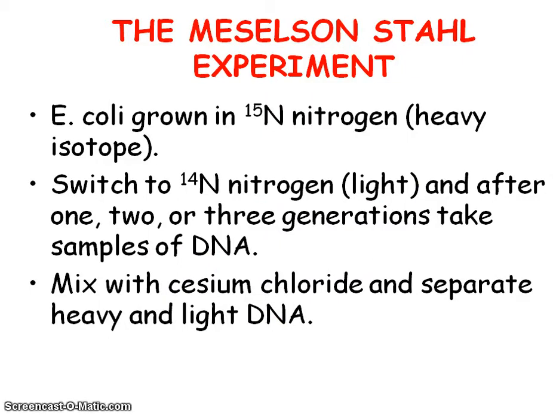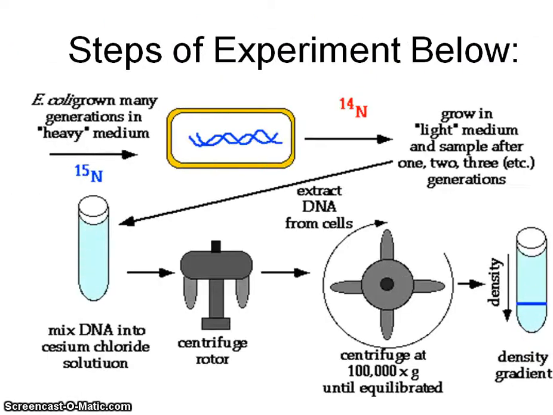You don't have to know the cesium chloride. If it's there, you don't even have to write it. I'm not going to ask you what the chemical they used to separate everything was. Don't worry about that. You're not going to separate heavy and light. Here's the experiment, really simple. They grow it in nitrogen 15. They add nitrogen 14 nucleotides and let it replicate. Spin it in a centrifuge and see where everything sinks to.